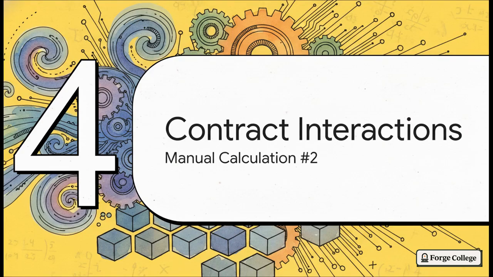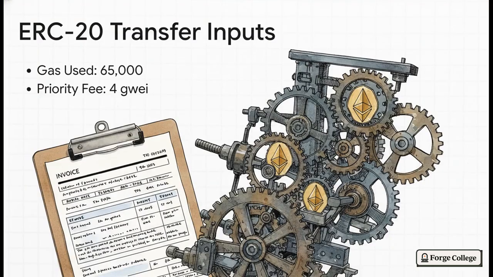Smart contract interactions. Manual calculation number 2. Now let's pivot to slightly heavier operations. I want to remind you that while the inputs are going to get visibly larger here, the core formula we just practiced stays exactly the same. The underlying math doesn't change one bit, just the scale of the execution.